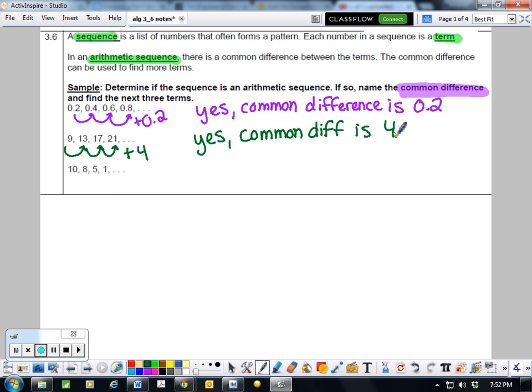Now we're going to look at our next one. So I'm going from 10 to 8, so I'm subtracting 2, then subtracting 3, and then subtracting 4. I'm not subtracting the same thing every time. If I was subtracting 2 every time, yes, my common difference would be negative 2. But I'm not. So this is not an arithmetic sequence. There is no common difference.